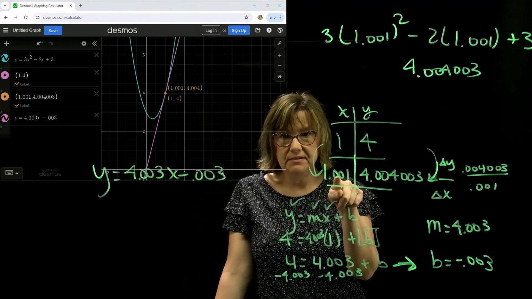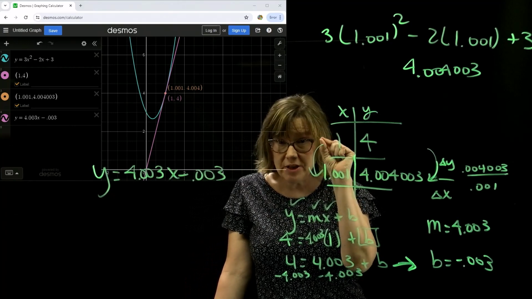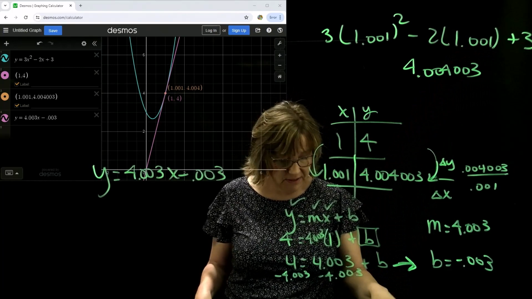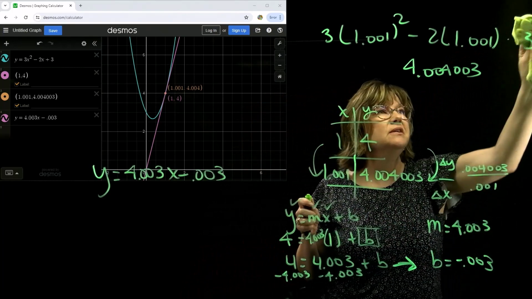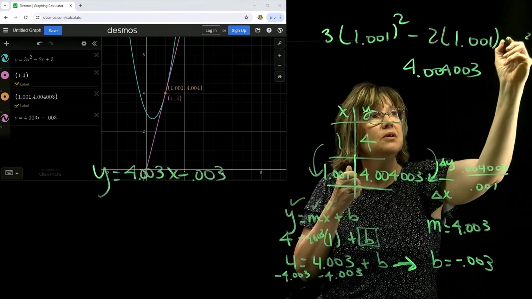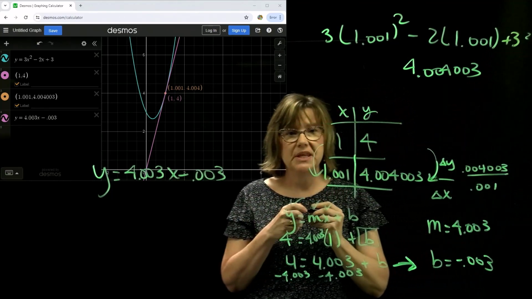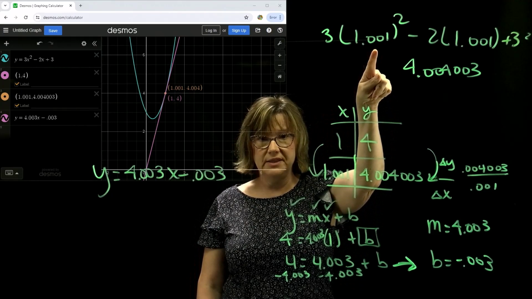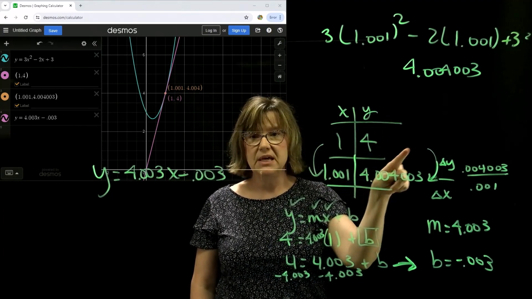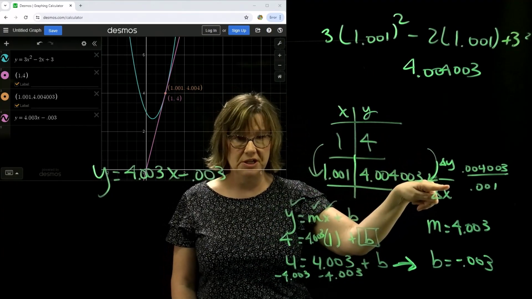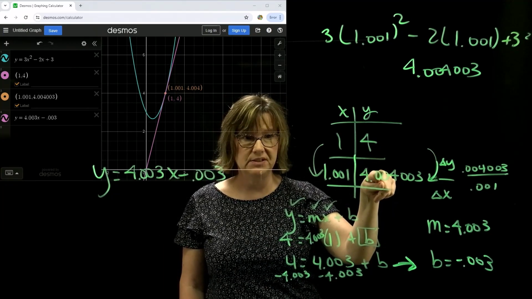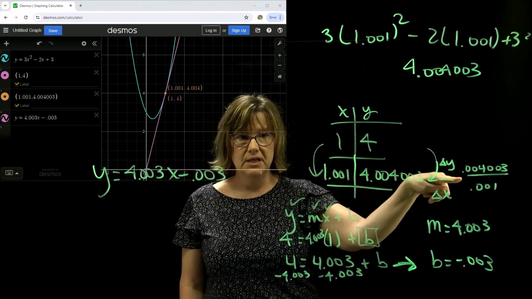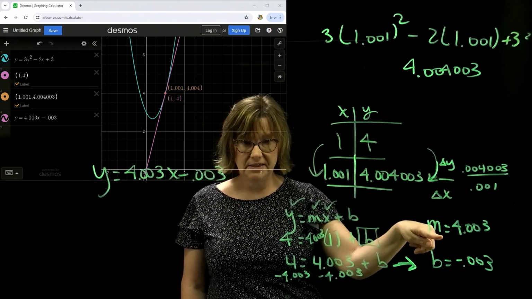I subbed in our new point, which is very close to 1. Subbed it in here. There is a +3 over there that you can't see very well. So there's a +3 there. All right, subbed it into my calculator, got an input and an output. So I wanted this input, subbed it in to get the output. Found the slope, change in y over change in x. So this went up by 0.004003. This went up by 0.001. Divided, got a slope of that, okay?